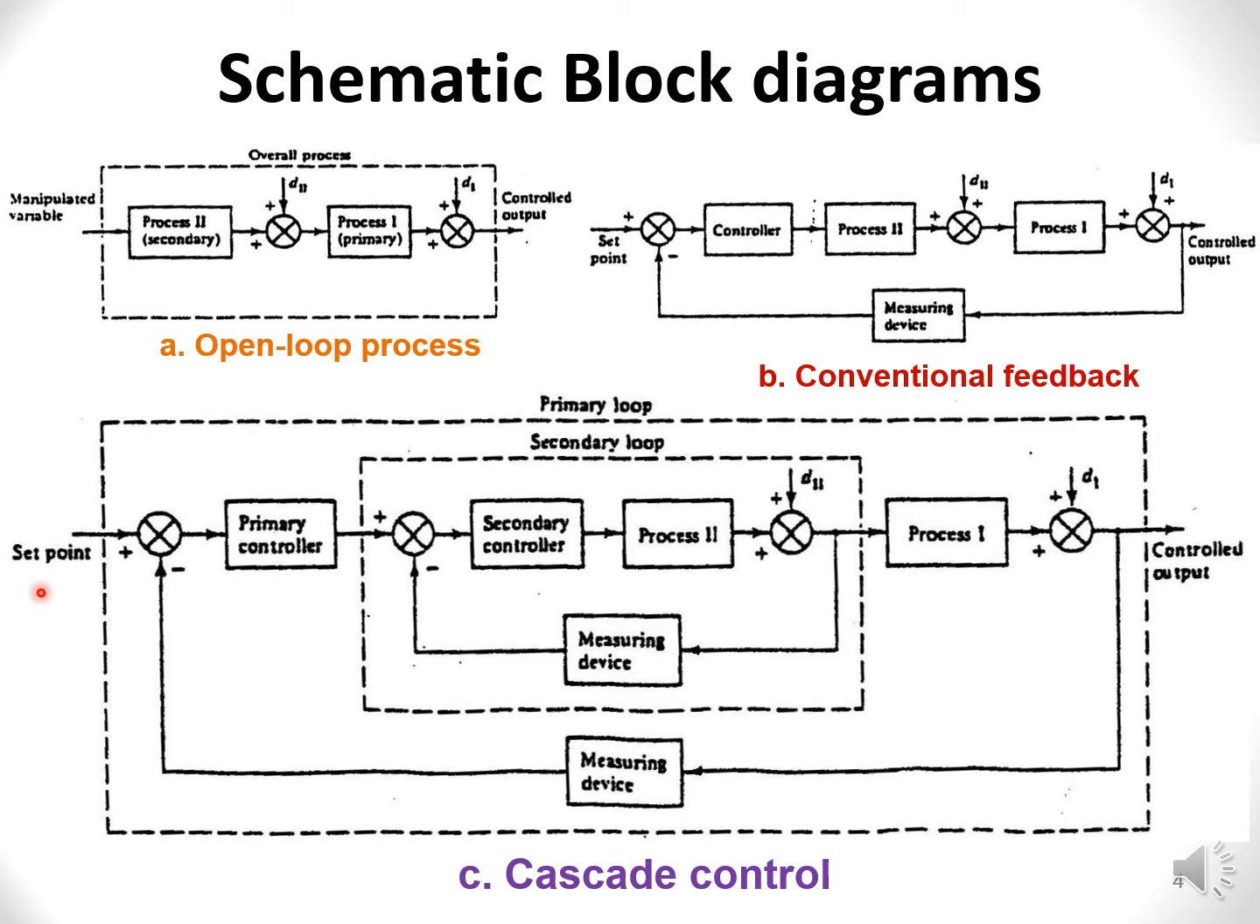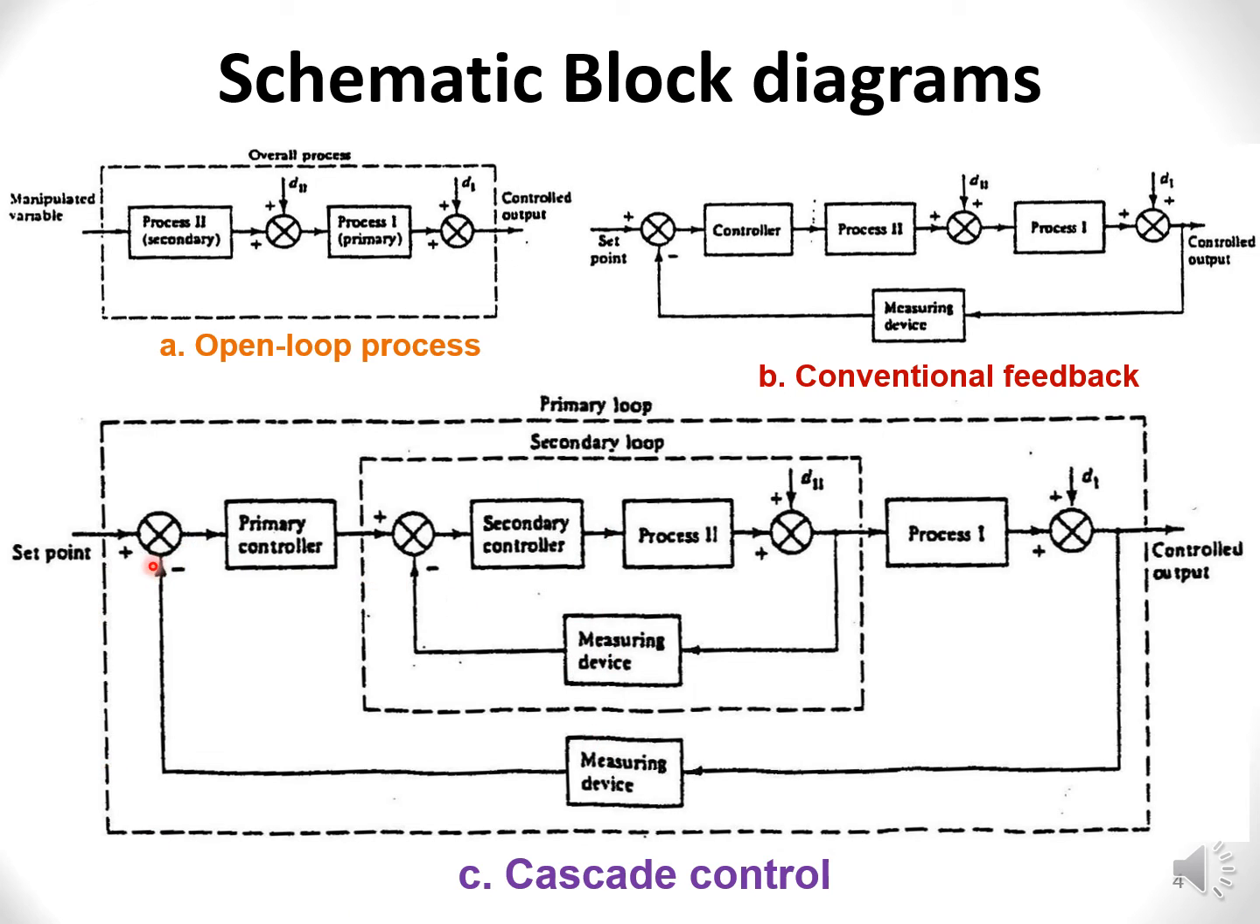So what we can see here is two measuring devices and two controllers, compared to the normal conventional feedback, where we have one controller and one measuring device. But here we have two loops, with two measuring devices and two controllers. But the manipulated variable is only one, the same manipulated variable. This is still a single output system, so the manipulated variable is only one, controlling the flow of the coolant. But we have the extra controller and the extra measuring device.